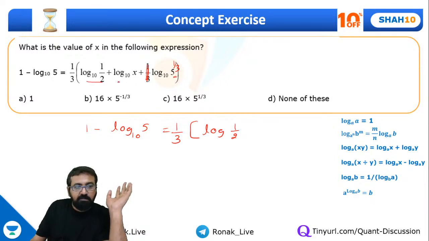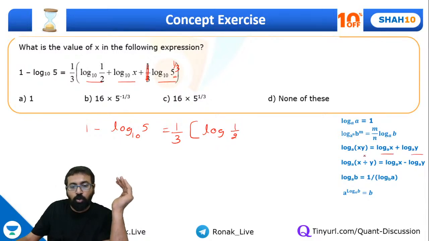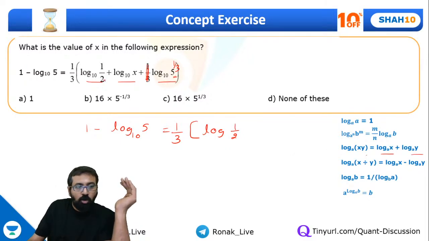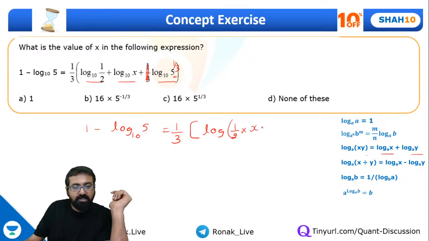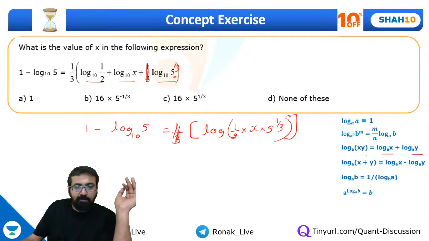And then these 3 logs are in summation. So log of x plus y equal to log of x into y. So same way, log of 1 by 2, x and 5 raised to 1 by 3 will be equal to the product of that: 1 by 2 into x into 5 raised to 1 by 3. That's the first step, Sumit. Then put this 1 by 3 power over here. So I have placed this 1 by 3 power over here. Then this 1 can be replaced as log of 10 with base 10.